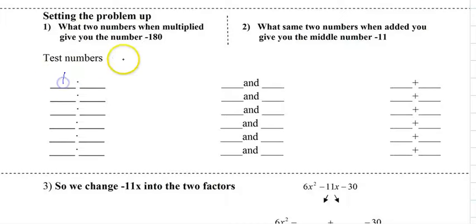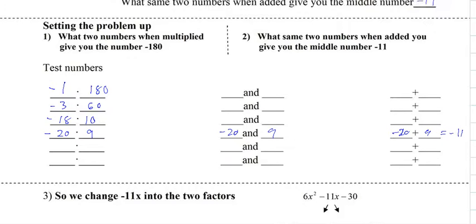What factors? So we have 1 and 180, but it has to be negative. Alright, and those definitely do not add up to 11. So how about 3 and 60? Still not. They need to be closer. So how about 18 and 10? That's 8. What else? 20 and 9. And we need a negative 11. So right there, negative 20 and 9. And that would give us negative 11. So there it is. Negative 20 and 9.